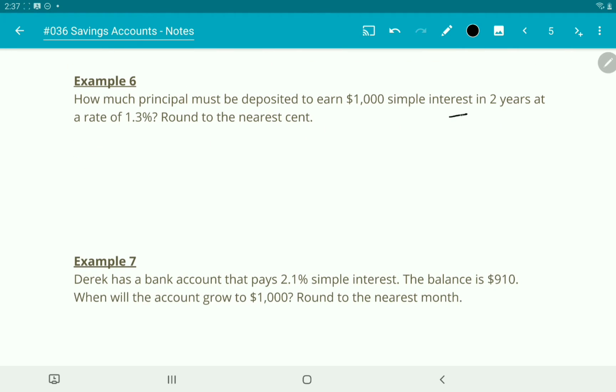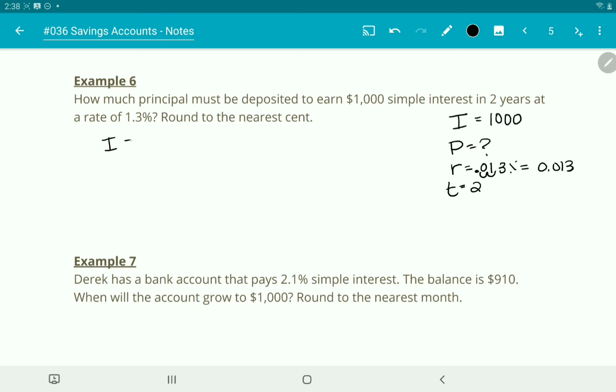Another one. So we have the I, the P, the R, and the T. So the interest, the principal, the interest rate, and the time in years. So how much principal must be deposited, so you're looking for P in this one, in order to earn $1,000 in simple interest, so $1,000 is the interest, in 2 years, so time is 2, at a rate of 1.3%. So again, we need to move the decimal point over 2 places to make that into a decimal instead of a percent. So we end up with 0.013.